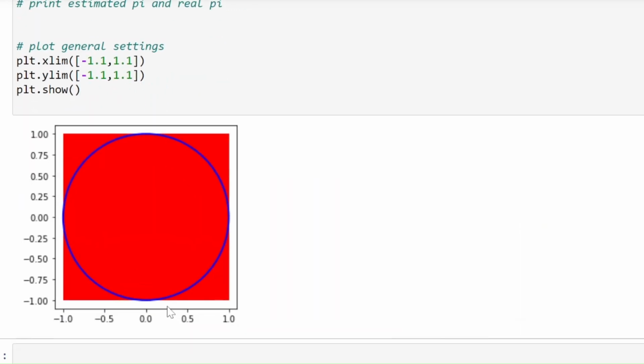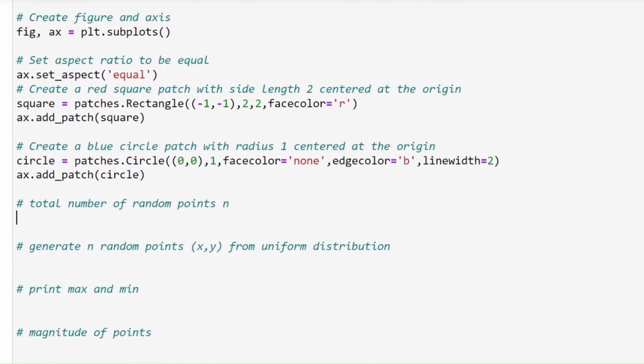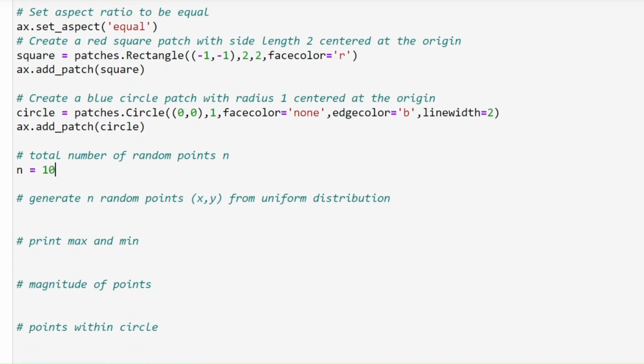So there we are. Now we have a circle which is centered at 0, 0. Its radius is 1, and it is completely on top of the square. The square has a length of 2 and breadth of 2, and the circle has a radius of 1. So that's our setup. And now we define how many random points we want to generate. Let's start with a small number, say 10, and we will pull out these 10 random numbers from a uniform distribution.